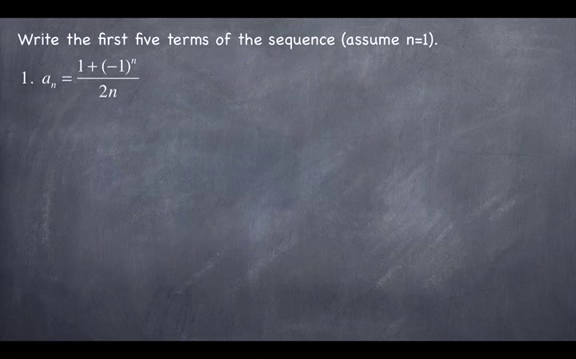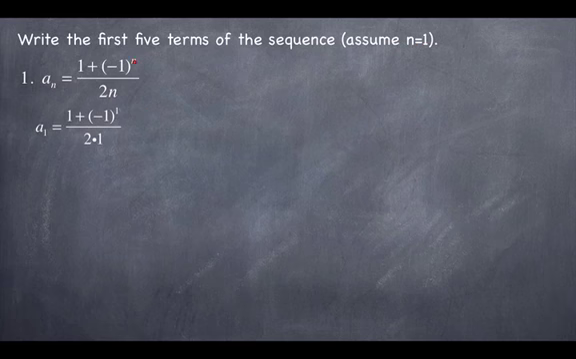It says write the first 5 terms of the sequence. Assume that n is equal to 1. So here's the rule that you're going to be working with. The first thing we're going to do is find the first term. We're going to let n equal 1. Once we do that, whenever we see an n, we substitute 1, and this is what you get. Now you simplify this expression, and you end up with the first term being 0.